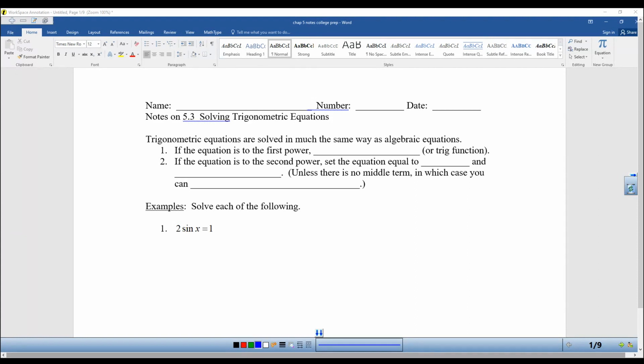The good news is that trigonometric equations are solved in much the same way as algebraic equations. If the equation is to the first power, you're just going to isolate the variable, or in this case, the trig function. If the equation is to the second power, we're going to set the equation equal to 0 and factor. You have heard me say this dozens of times. Of course, remember that if there's no middle term, then you can square root both sides.